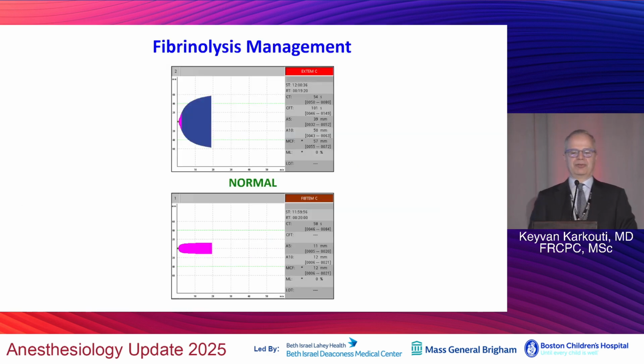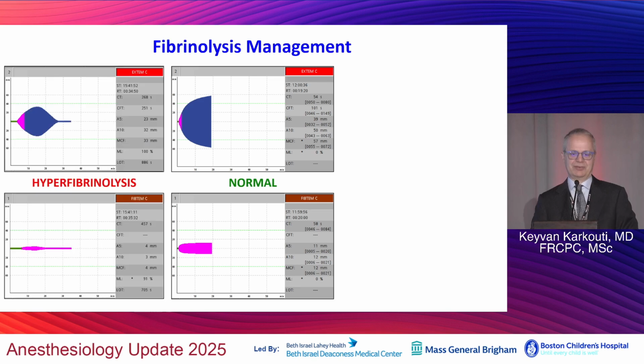So how do we use viscoelastic assays? Fibrinolysis management is one of them. Importantly, when it's normal, it doesn't mean the patient doesn't have fibrinolysis. It's not that sensitive. You could still have clinically significant fibrinolysis that's not detected on ROTEM or viscoelastic assays, which is why it's important to give tranexamic acid and not wait for confirmation with viscoelastic assays before treating in high-risk cases. But when you do identify significant fibrinolysis, it's pretty easy to diagnose, which is what you have on the left side there.